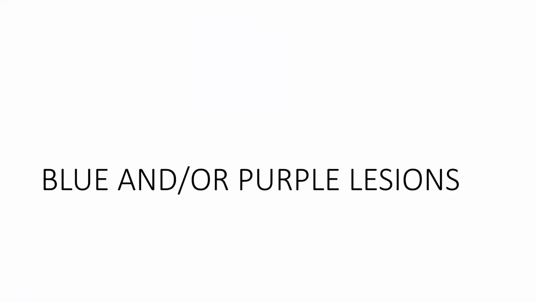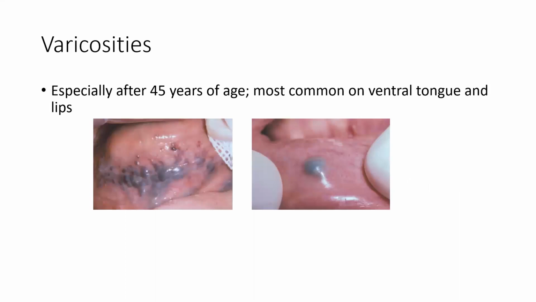The next one is under the category of blue and purple lesions. The first one in this category is varices. As we all know, this is seen with aging patients, usually patients older than 60 years. And they are mostly seen in the sublingual region, that is below the tongue. And they classically present as multiple blue or purple elevated papules or blebs. They are seen as purple blebs on the ventral surface of the tongue.